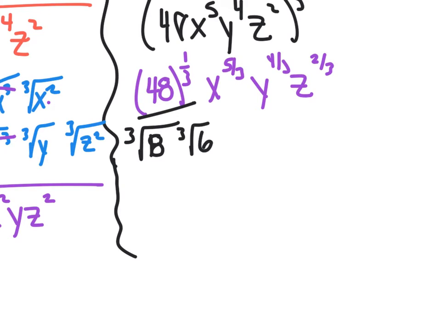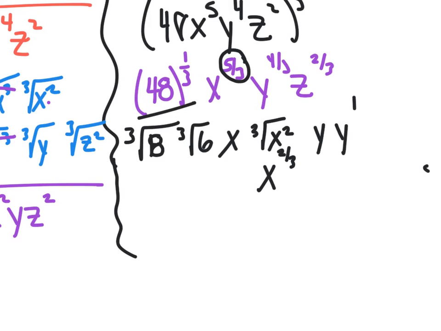Okay, now look at this. Let's see if we can do it in our head. 3 goes into 5 how many whole times? Well, that's a 1, so out comes an x. And you have how many left over? 2. So I'm going to say that's the cubed root of x squared. Okay, or you could leave it as x to the 2/3. Y to the 4/3. So 3 goes into 4 once, so you could pull out a y, and then you'll have y to the 1/3 left over. Z to the 2/3, well, 3 can't go into 2, so we're just going to leave it.